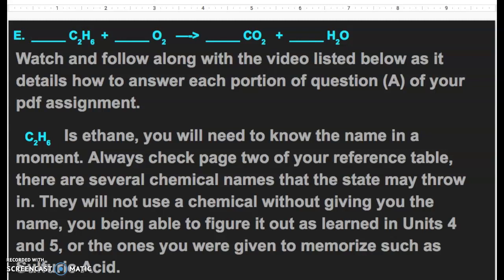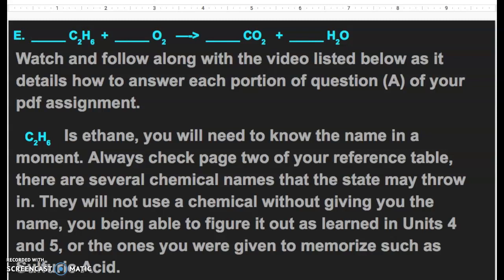Okay, now we're going to be doing the letter E. The third one I'm going to do, and the last one you're going to do the other four by yourself: B, D, F, and G. But the one thing is, if something like C2H6 is given, then I have to give you what it is, or it has to be available on your reference table, or you'll have to be able to determine it by the rules that we've done in Unit 4 and Unit 5 when we studied those.